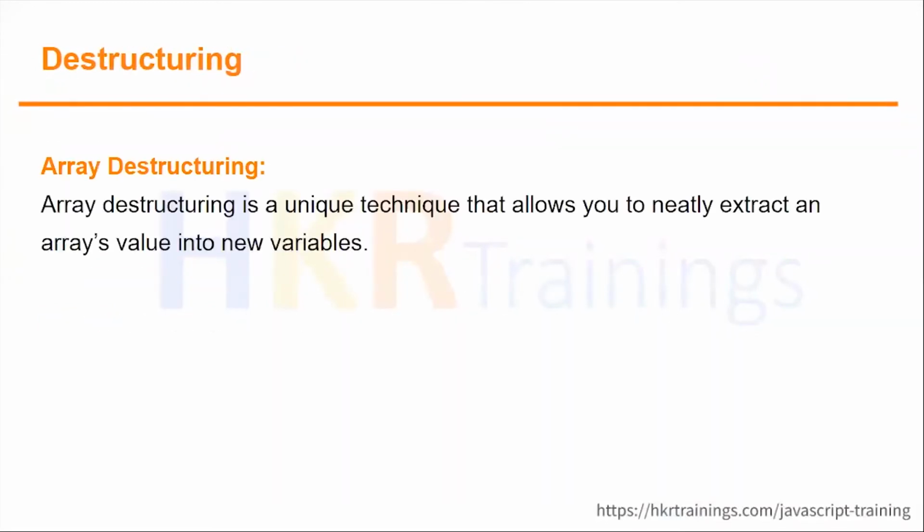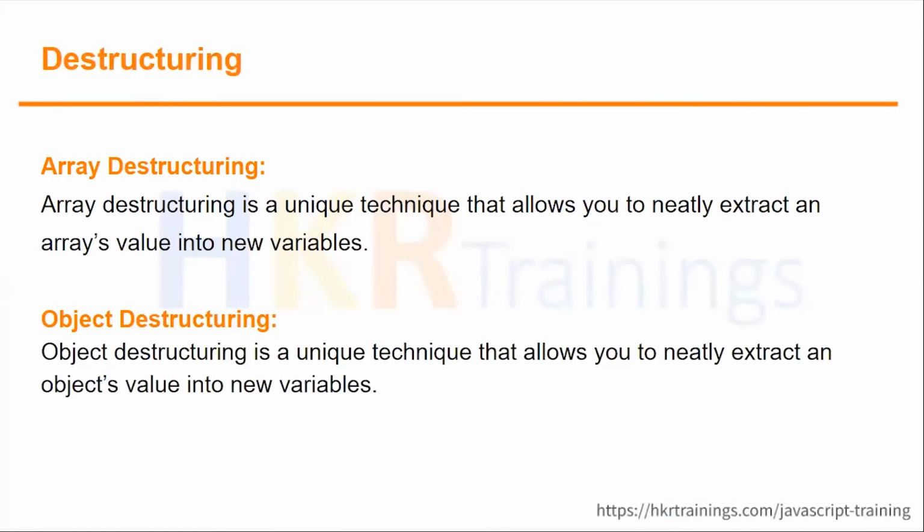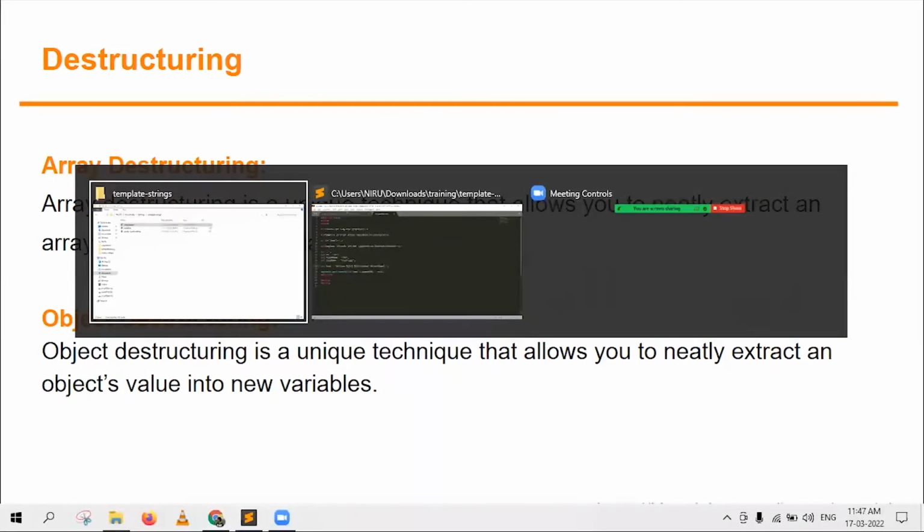Now we will come to destructuring: array destructuring and object destructuring. Well, what does destructuring actually mean? It's a technique that allows you to extract some value from something. If I talk about array destructuring, it's a technique that extracts array values into new variables. Similarly for object destructuring, you can extract object values into new variables. I will walk you through the examples.